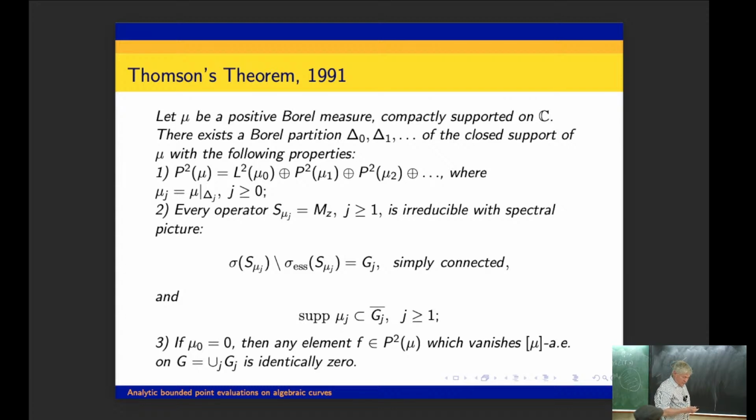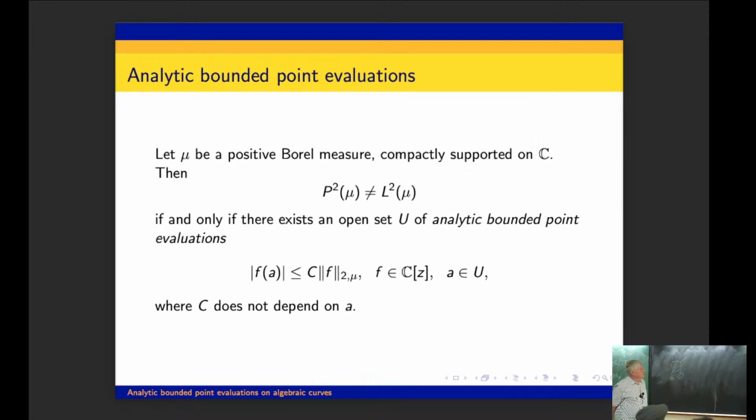And we get, almost for free, the following, I would say, culmination of many decades of effort. Observation of Jim Thompson: the complex polynomials are not dense in L2 if and only if there are bounded point evaluations, if and only if the Christoffel function is non-zero at some point. This is for compact support.